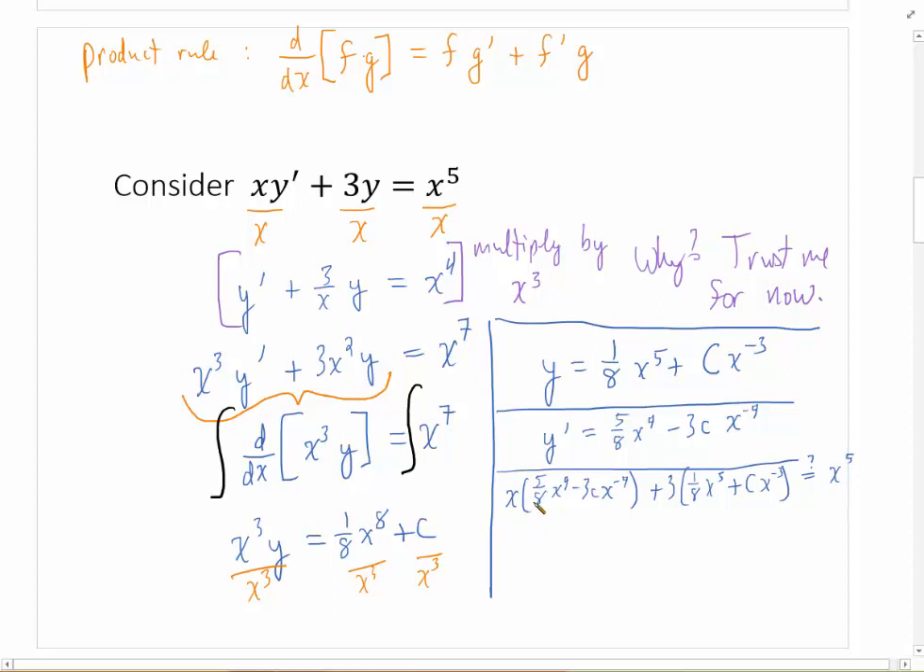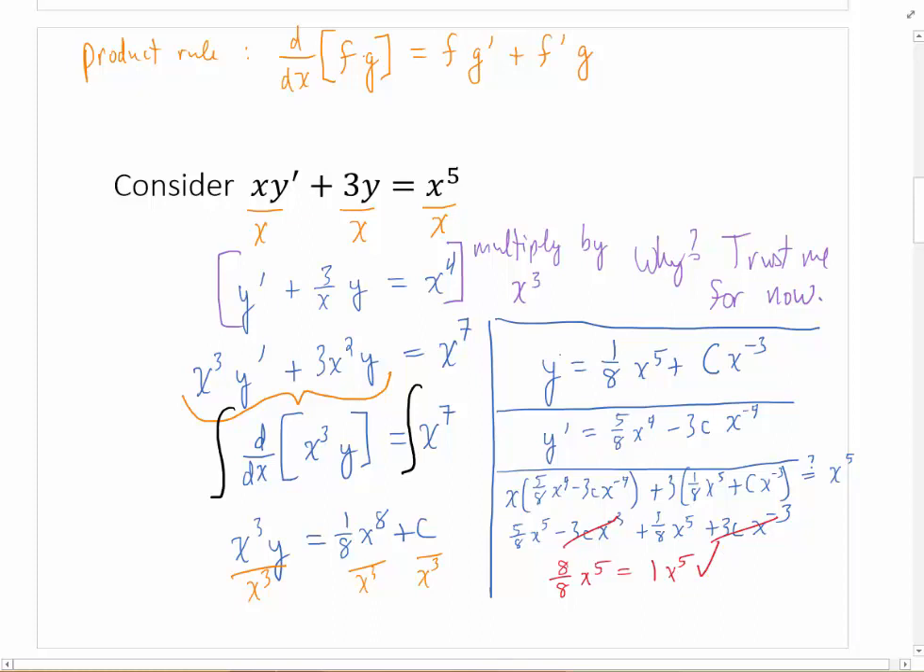This should work out. So let's see, that would give me 5/8 x to the 5th minus 3c x to the -4 plus 1 is -3rd, plus 3/8 x to the 5th plus 3c x to the -3rd. The x to the -3rd terms are opposites. They add to 0. And let's see, I have 5/8 plus 1/8. That's 8/8 x to the 5th, which is certainly 1 x to the 5th. It checks out. So I'm confident in the solution.